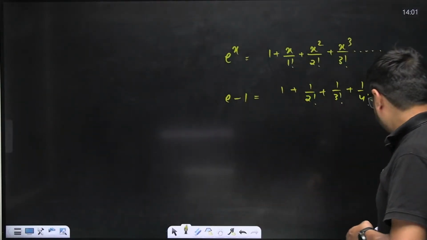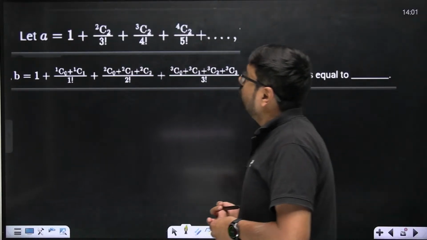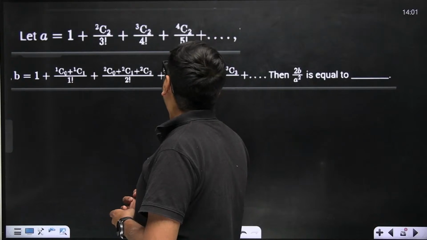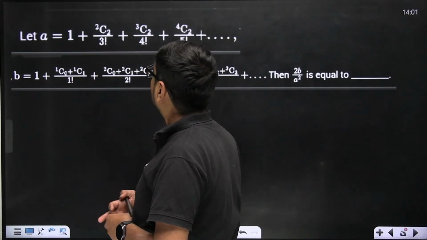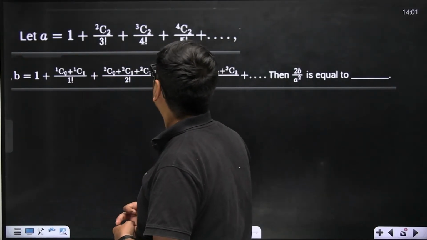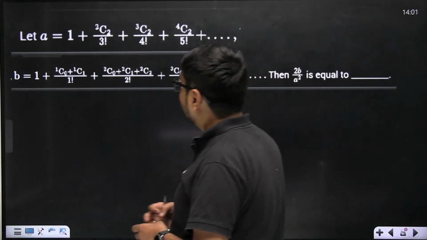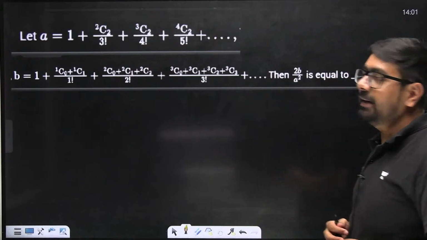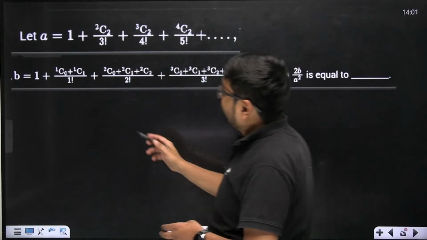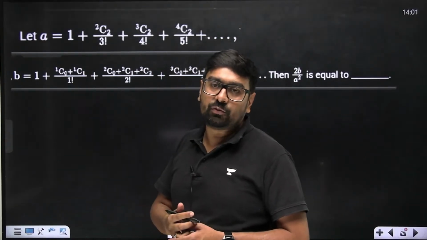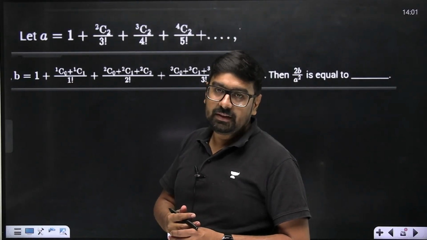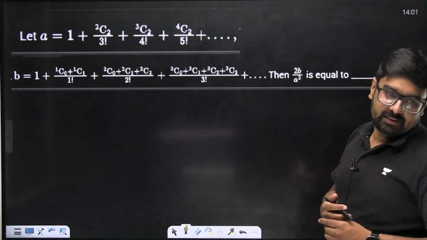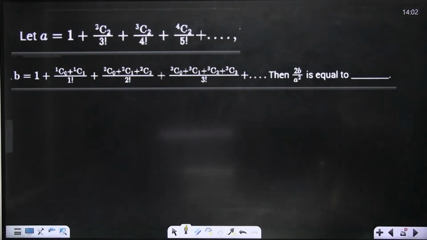Okay, now pay attention. A is given to you something like this. A is 1 plus 2c2 by 3 factorial, 3c2 by 4 factorial, 4c2 by 5 factorial, and so on. B is somewhat like this. B has a summation in the numerator and then the denominator. If you pay attention in B, 1c0 plus 1c1 is 2 to the power 1. This is 2 to the power 2. This is 2 to the power 3. Pay attention. Try to observe this very carefully.